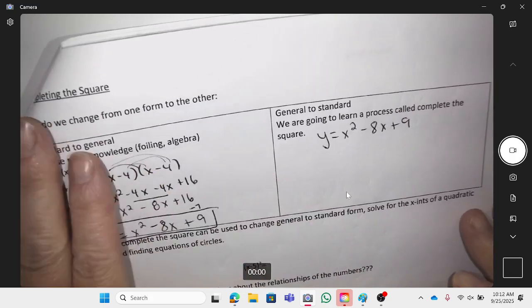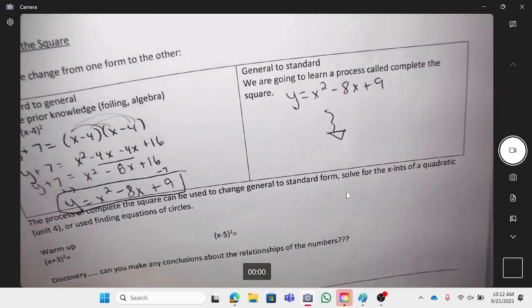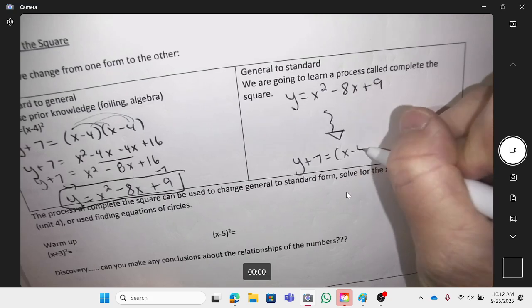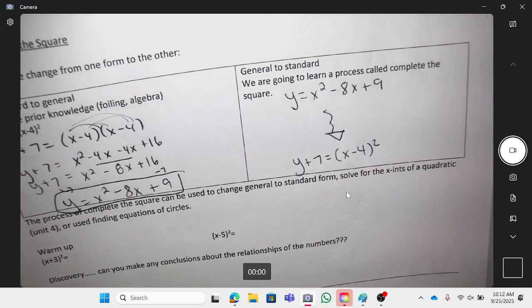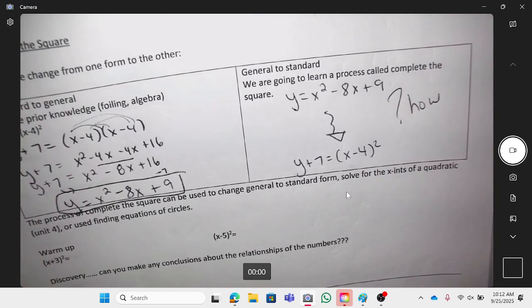Now we're going to have to figure out how to start like this. How are we going to start like this? We're going to do a bunch of crazy stuff. And what should we get at the end? We already know the answer, right? How in the world are we going to do this? This is what we're learning today.